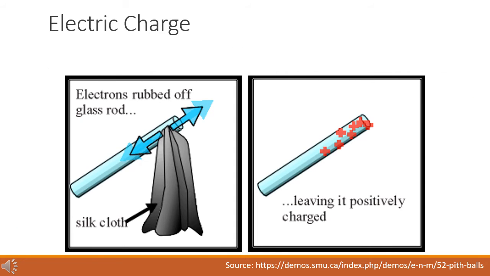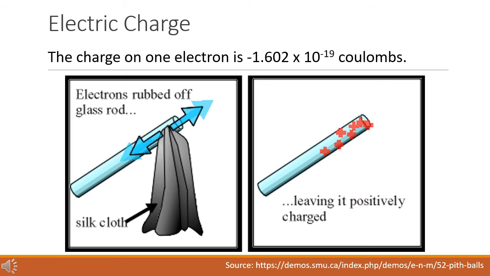So we can see from this simple experiment that a perspex rod rubbed with silk becomes positively charged, and also an ebonite rod rubbed with wool becomes negatively charged. The charge on one electron is negative 1.602 times 10 to the negative 19 coulombs. Electrons are in orbit around the positively charged nucleus. This is because positive and negative charges attract each other with a pulling force. Similar charges, positive and positive, or negative and negative, repel each other with a pushing force.